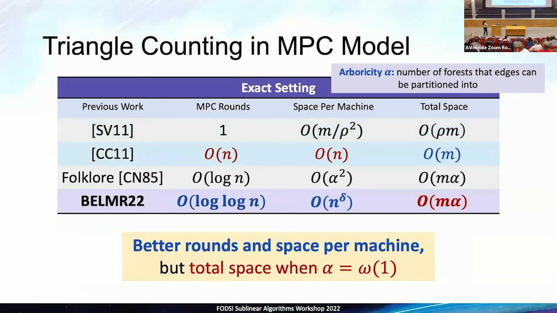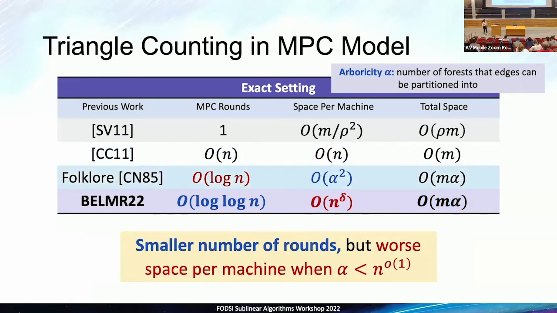And compared to CC, we get better number of rounds and space per machine. But the total space is worse when the arboricity is omega of 1. So when the arboricity is super constant. But recall I said we generally assume arboricity is polylog n. So also not that much of an increase in total space if you assume that.